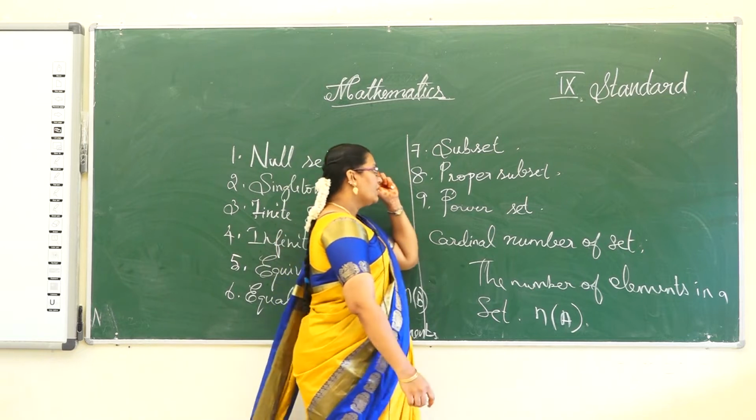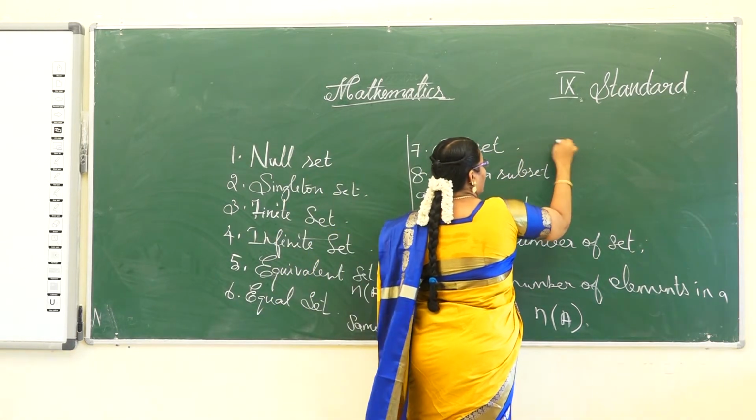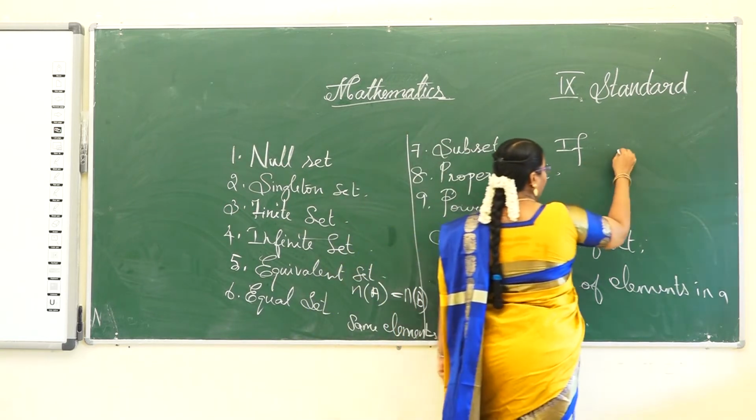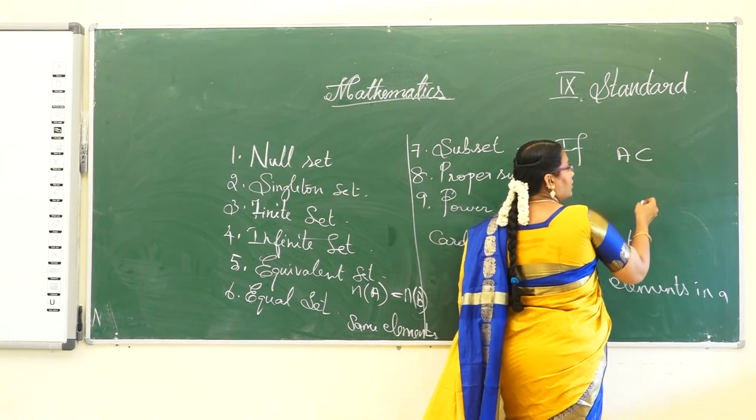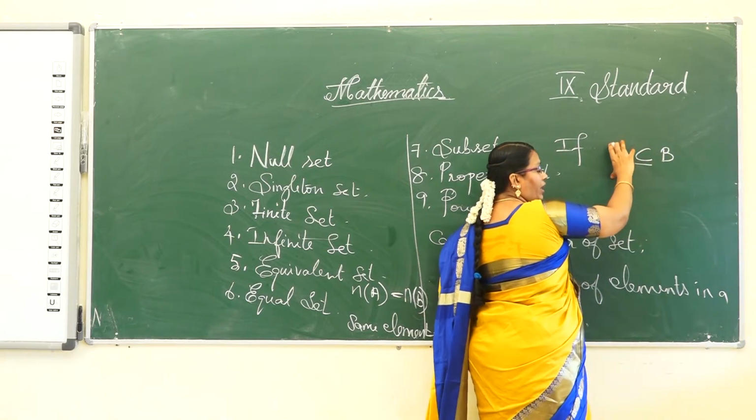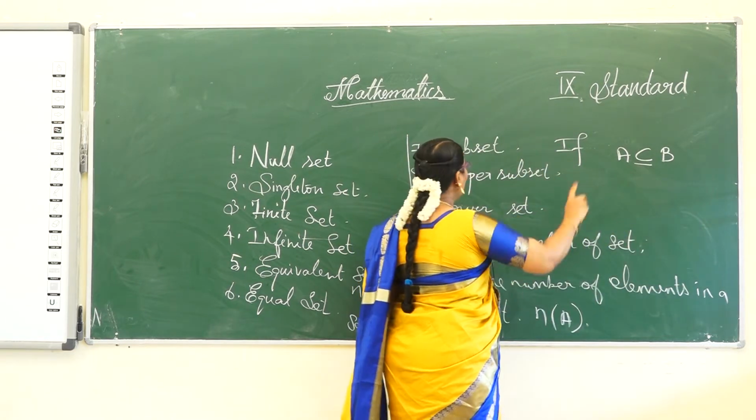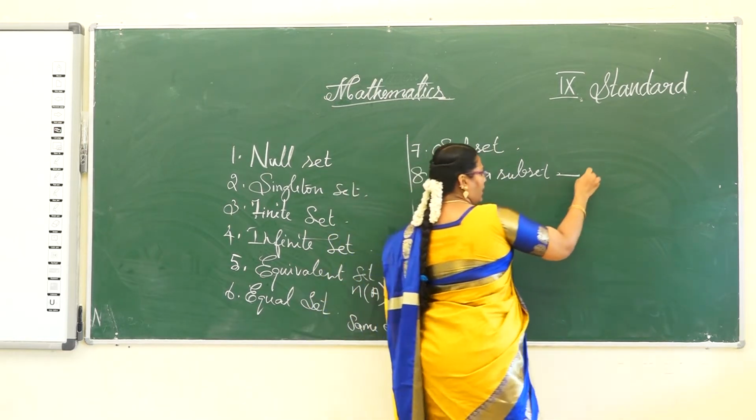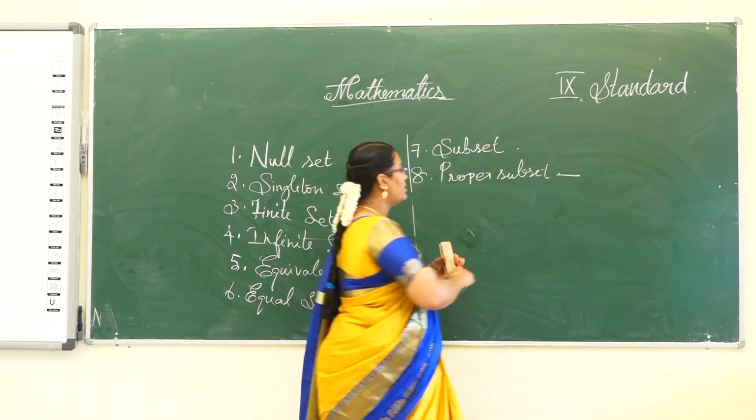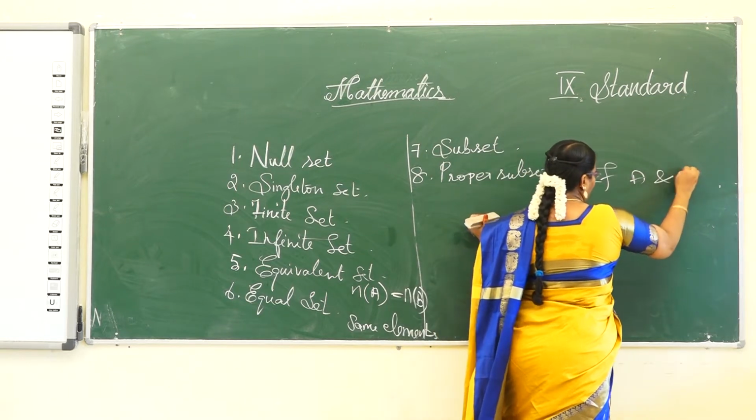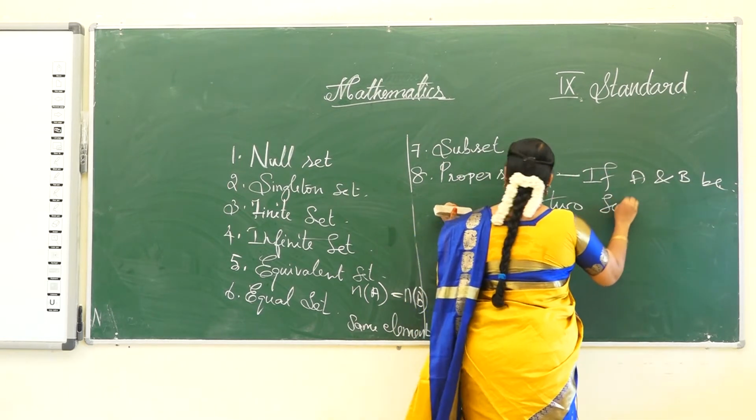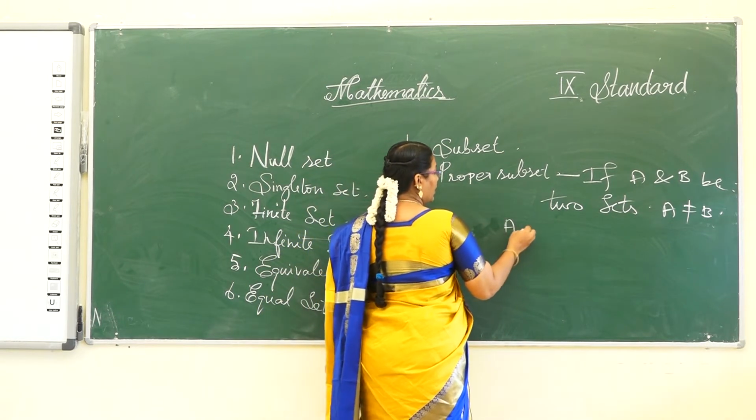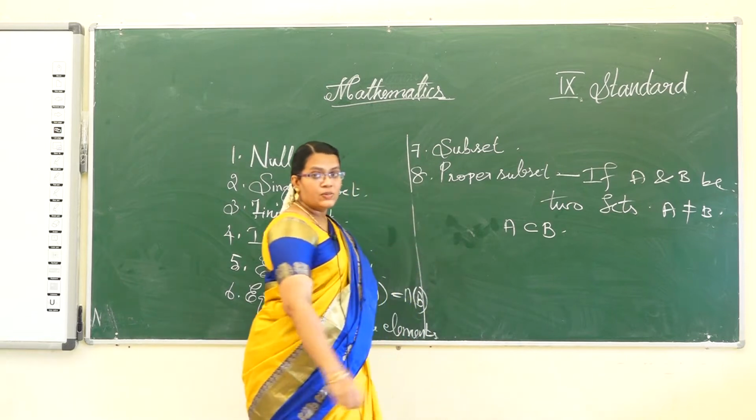And then subsets: if A and B are two sets, then A is a subset of B if every element of A is an element of B. Proper subsets: if A and B are two sets and A is not equal to B, then A is a proper subset of B.